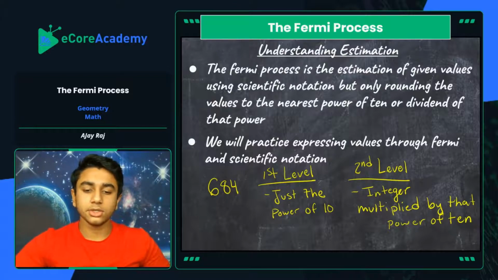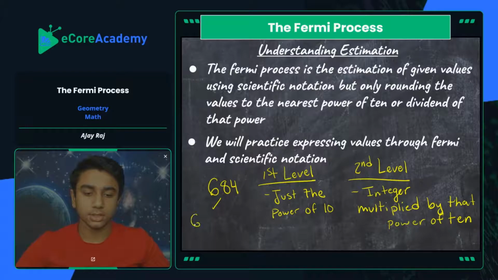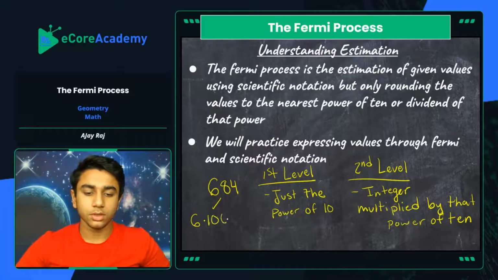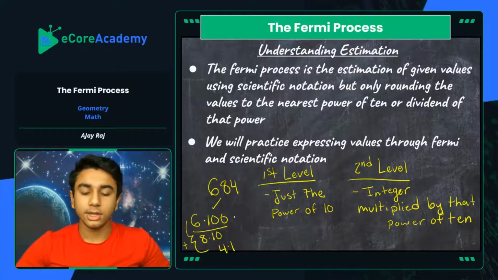So let's take a look here at 684. Let's break this apart. We know that it's 600 here. We have 6 times 100. Let's do that. So we have 6 times 100, 8 times 10, and 4 times 1, all added together. So what we're going to start off with, first level, we're merely just going to focus on 6 and 100. Same process as you would in scientific notation. 100 can be rewritten as 10 squared, and therefore it would be a 10 squared here.